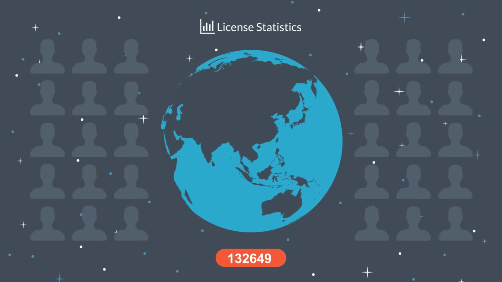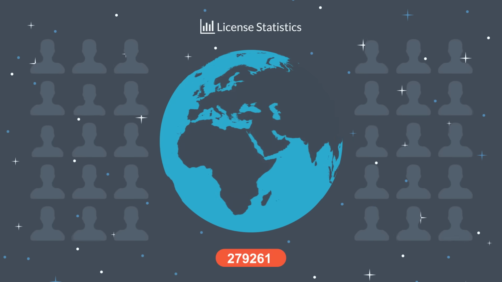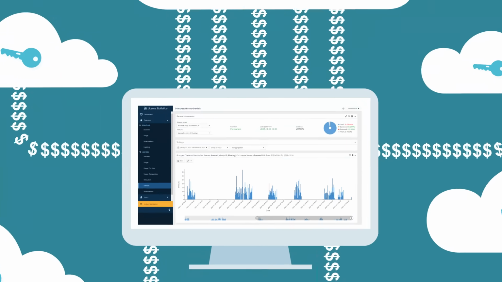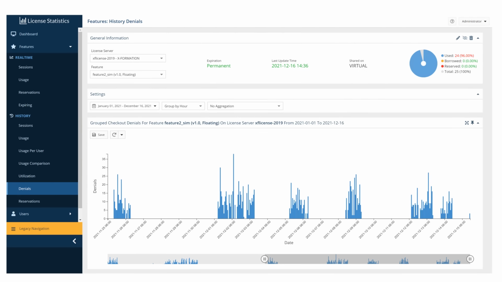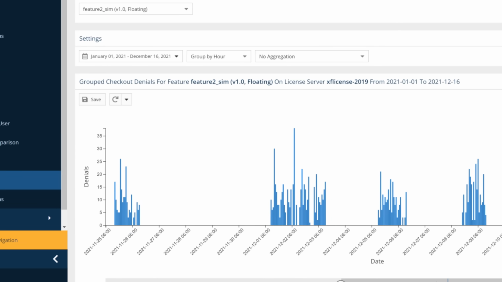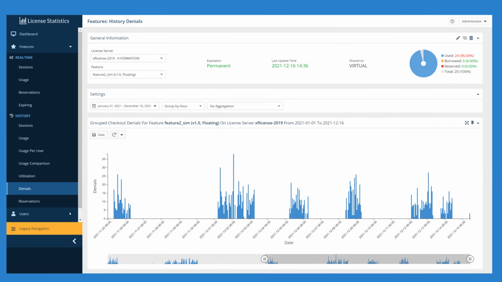License Statistics sheds light on license usage across your entire organization, revealing the real licensing issues that cost you time and money. With charts and graphs that anyone can understand, you can finally zero in on the information that's most important to you, all in one location.